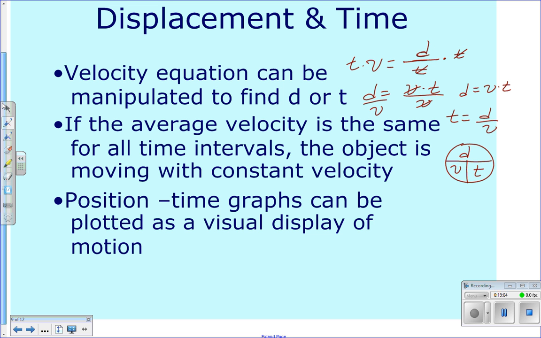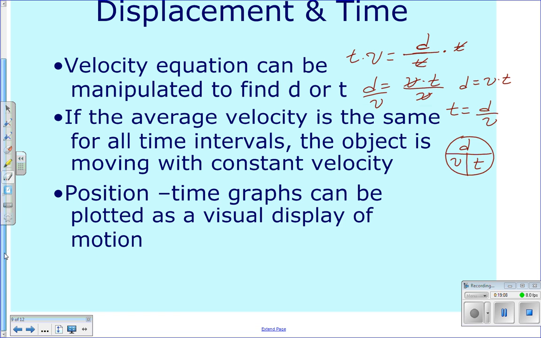We're going to be looking first at what's called a position time graph. It's called a position time graph because it puts position on the y-axis, that's the dependent variable, and time on the x-axis, which would be the independent variable. Time is always an independent variable. Everything else depends on how much time has taken place, or how much time has elapsed. All right? So position time graph.